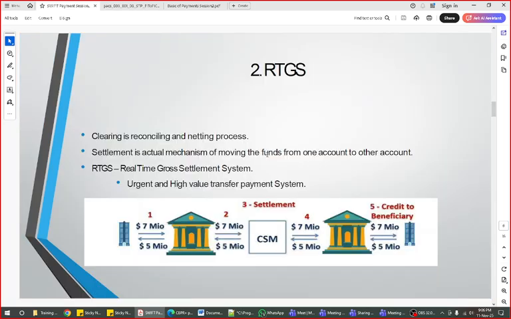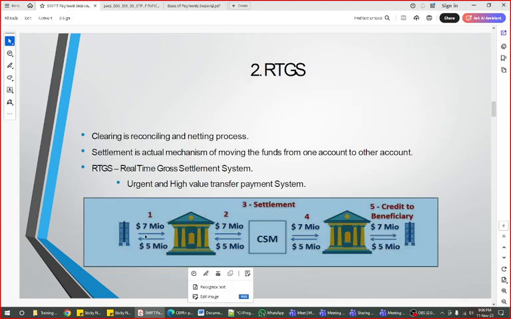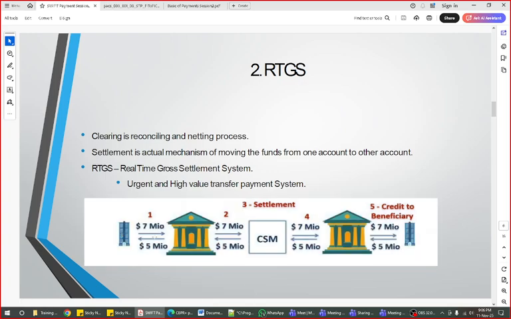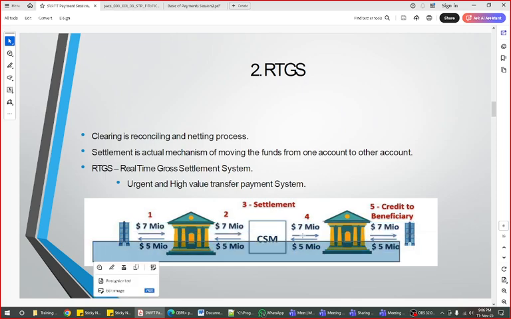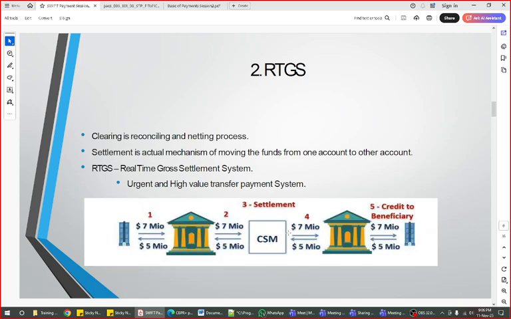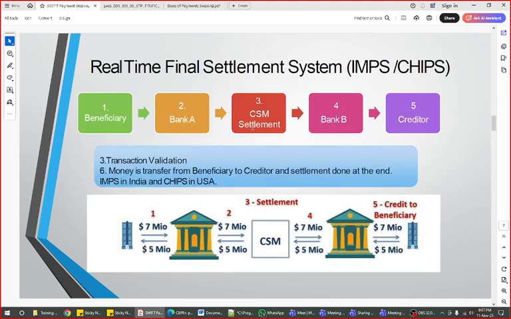Just now we discussed netting; another type is RTGS, real-time gross settlement, where no netting happens. Whatever amount is sent from institution 1 to institution 2 is sent directly. For example, 7 million is directly sent to the beneficiary, and 5 million from the other beneficiary to the creditor, but there is no netting. This real-time gross settlement system is happening currently in India as well. We send by NEFT, net transfer, or real-time gross settlement. So this is also one of the types of settling a payment.